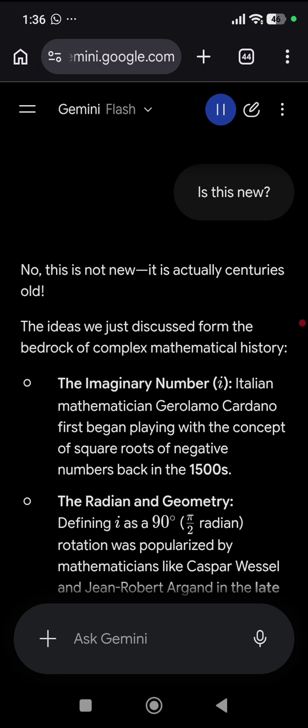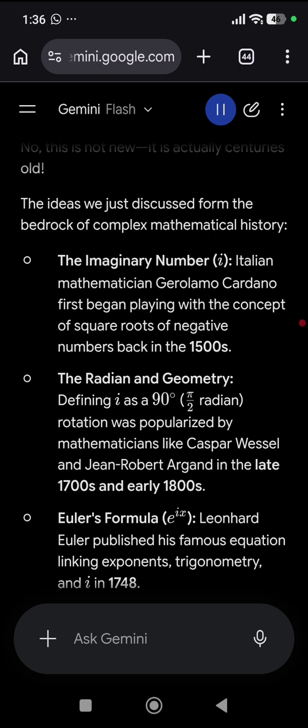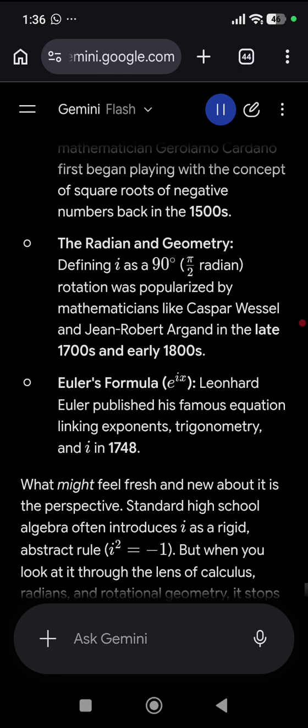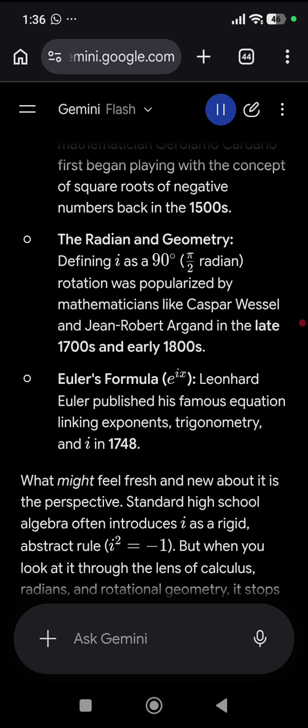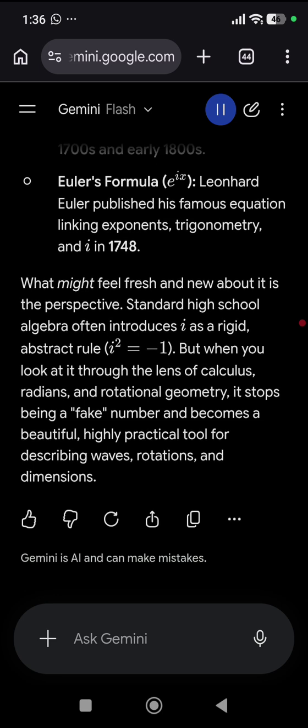The imaginary number, i: Italian mathematician Gerolamo Cardano first began playing with the concept of square roots of negative numbers back in the 1500s. The radian and geometry, defining i as a 90°, π/2 radian rotation, was popularized by mathematicians like Caspar Wessel and Jean-Robert Argand in the late 1700s and early 1800s. Euler's formula, e^x: Leonhard Euler published his famous equation linking exponents, trigonometry, and i in 1748.